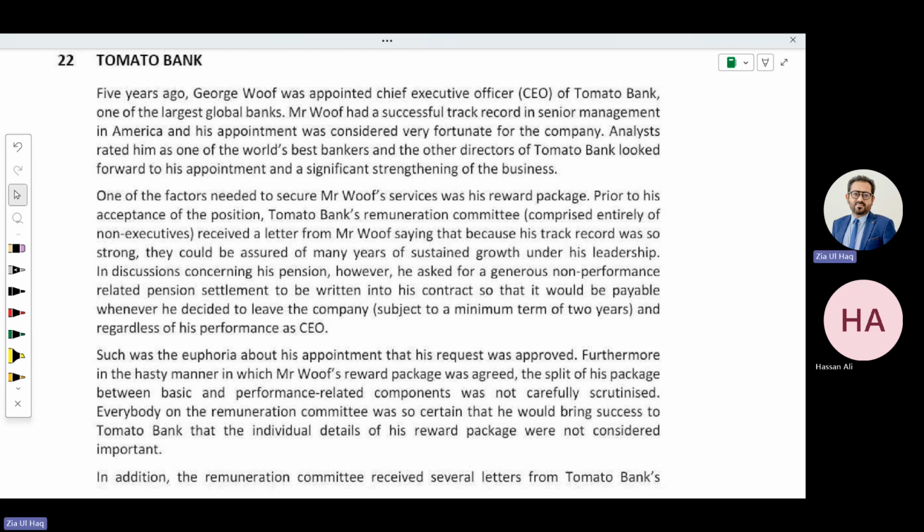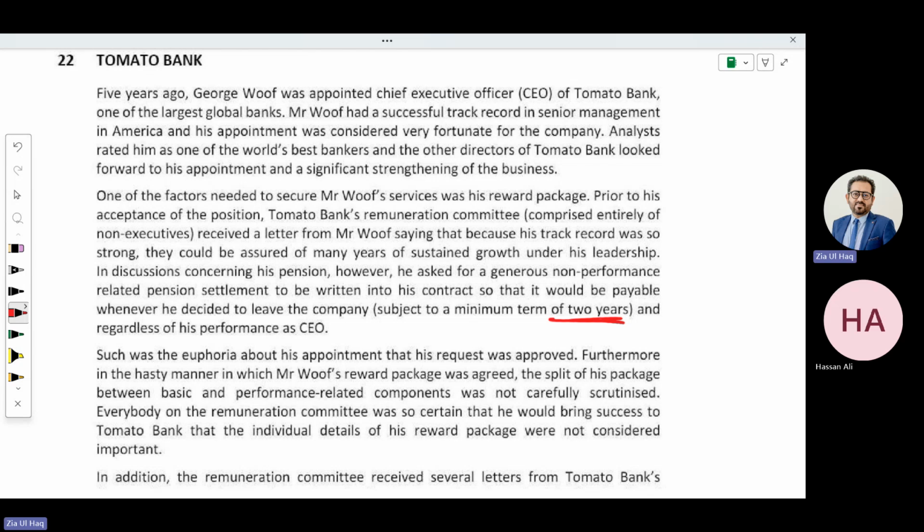That it should be non-performance related settlement to be written into his contract so that it would be payable whenever he decided to leave the company. Means at the time of retirement or at the time of leaving, he can take that, subject to a minimum term of 2 years, and regardless of his performance as the CEO. Means even if I want to leave after 2 years, I should be entitled to pension.